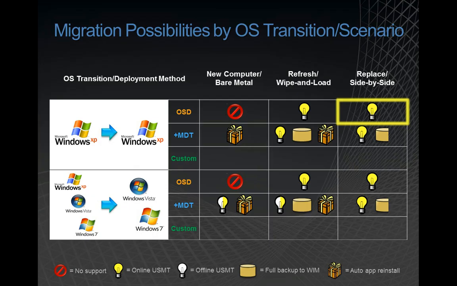Now, shifting down a row and looking at what is possible when deploying XP with MDT integration added to the equation, again we have the new computer scenario. Here we have the picture of a package to represent the functionality that MDT provides for a means of querying the ConfigMgr database for a list of packages to install based on the inventory from the ConfigMgr client previously installed on that same system.